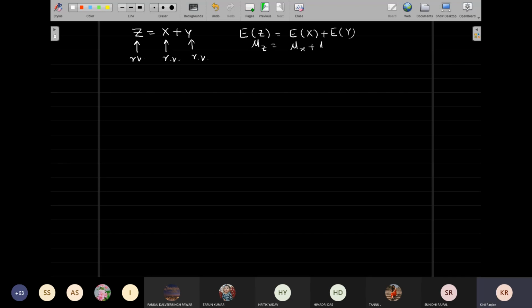Okay. Let's do something where z is equal to x plus y. Let's say we have a random variable which is the sum of two random variables. We already know if I find Ez, this is nothing but Ex plus Ey. So writing mu z is rather simple. This is nothing but mu x plus mu y. What is the variance of z?